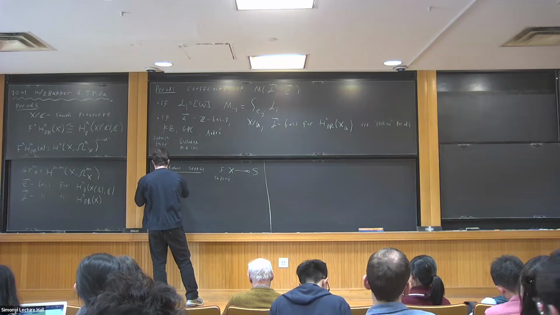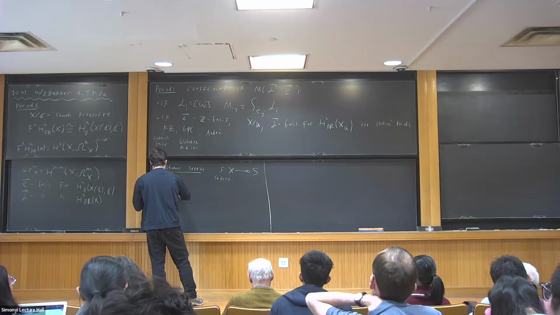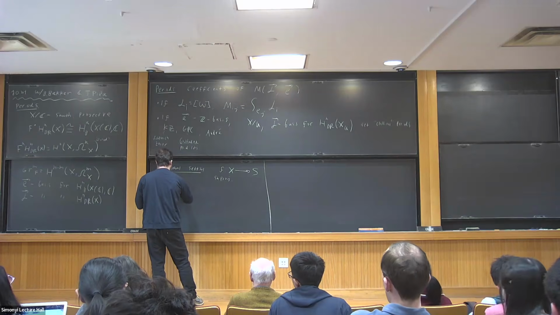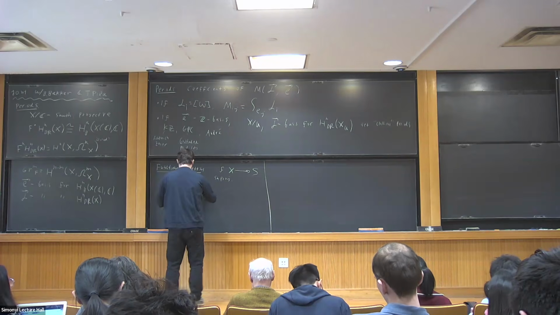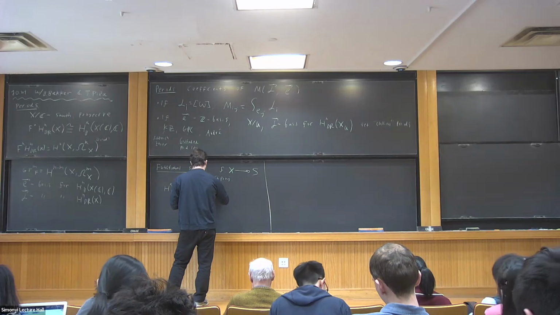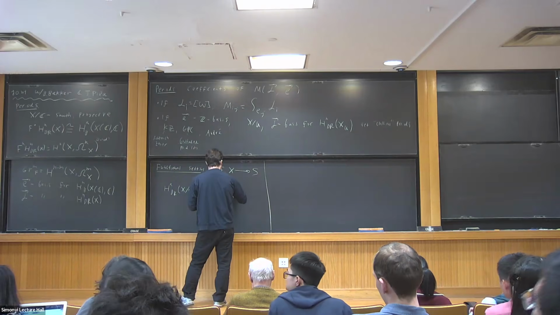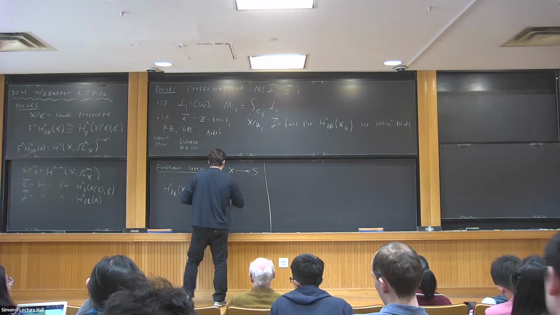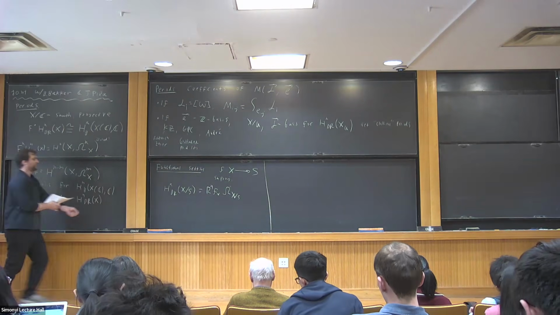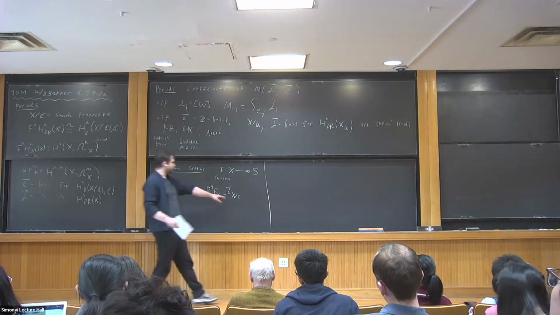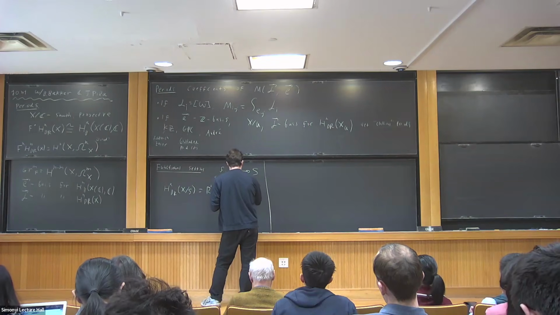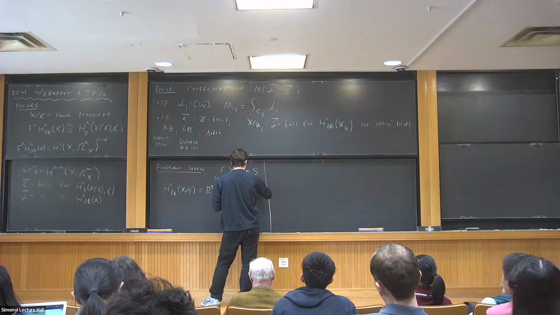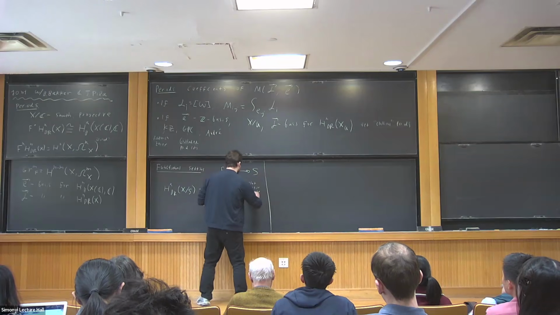Now we can look at H^n de Rham of X over S, the derived pushforward of the relative de Rham complex of X over S. What kind of object is this? This is a vector bundle, but it has a connection on it as well, so it's a flat vector bundle on S.